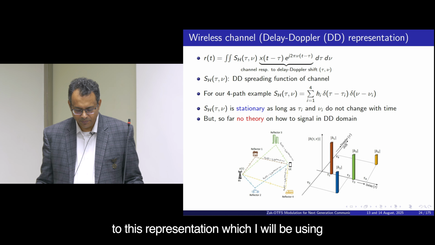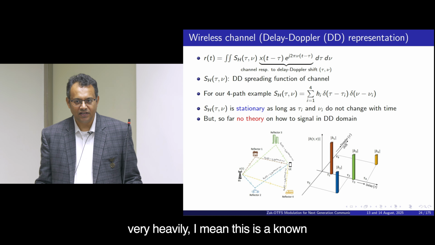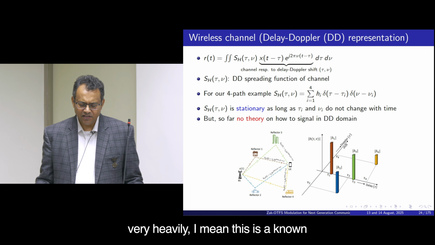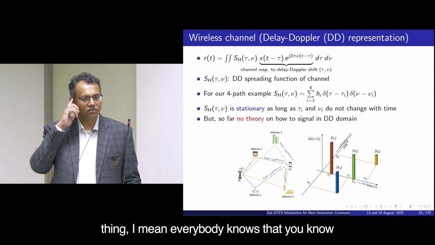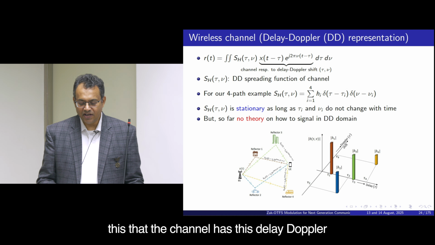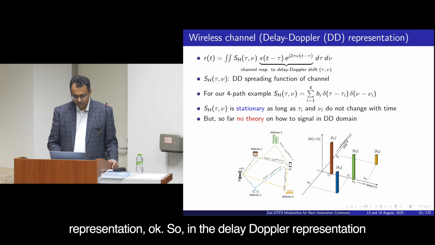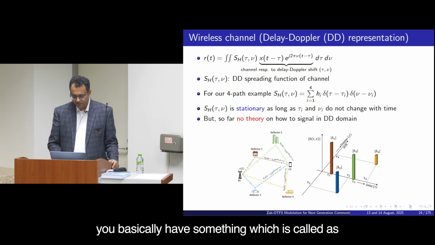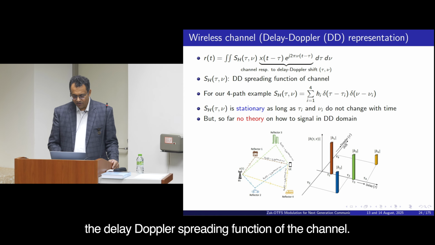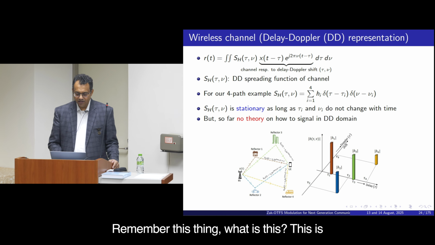So I come to this representation which I will be using very heavily. This is a known thing, everybody knows that the channel has this delay-Doppler representation. In the delay-Doppler representation, you basically have something which is called the delay-Doppler spreading function of the channel. Remember this thing. What is this?